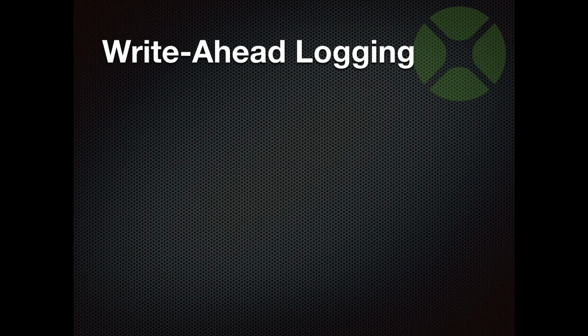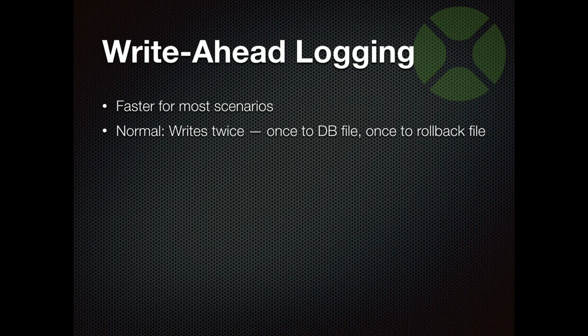So write-ahead logging. What is write-ahead logging? That is a different way that SQLite stores the data in the file, and it can be faster for most scenarios. The normal way that SQLite saves data to a file is it actually writes the data twice. It writes it to the actual database file itself, and then it writes it to a rollback file. That's 2 disk writes, which is obviously twice as slow as 1. That has its value, but people don't often roll back a lot, so that's maybe a little bit unnecessary at times.